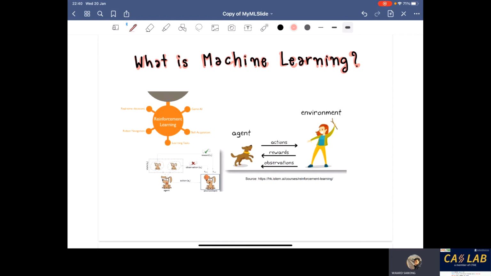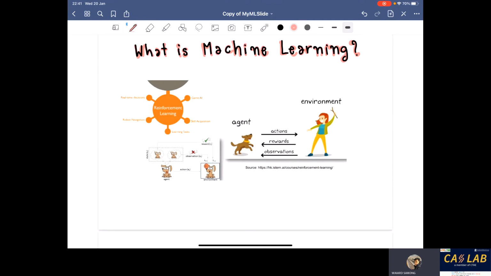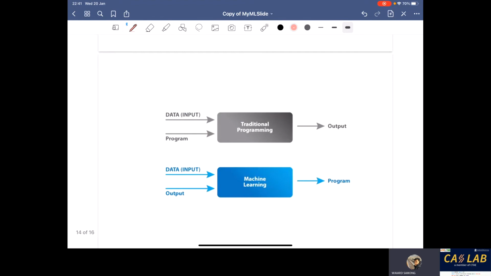Reinforcement learning. Reinforcement learning needs feedback from the output and allows the machine learning to learn from its mistakes. For example, dog training. If the dog acts well, we will give it a reward, and it adapts its behavior. Okay, that is reinforcement learning. In this class, we will talk about supervised learning algorithms only.